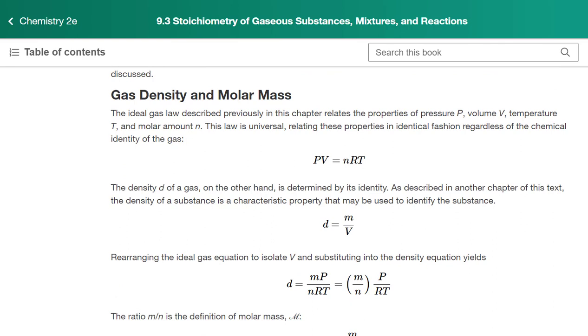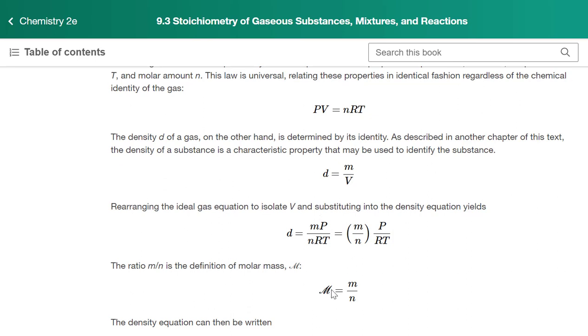So the first thing we'll see is gas density and molar mass. All we're basically doing here is taking the ideal gas law, which we're showing here, and the definition of density, and then combining them together. We're using this symbol as the molar mass. The molar mass is a ratio of mass per moles. So when you combine the ideal gas law and the density, you would also need to know the molar mass.